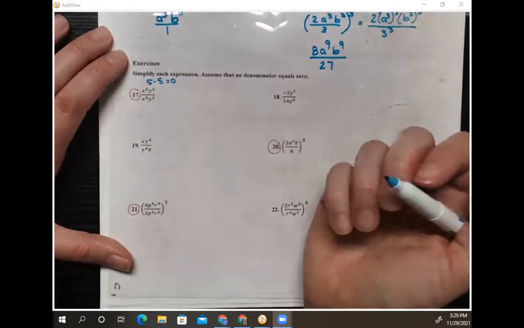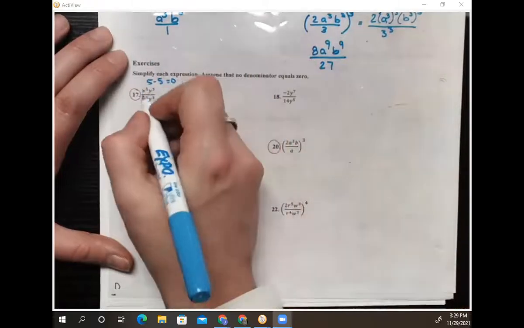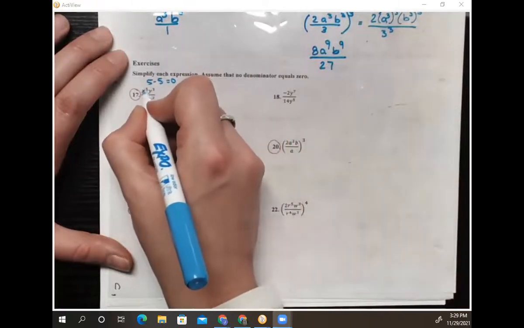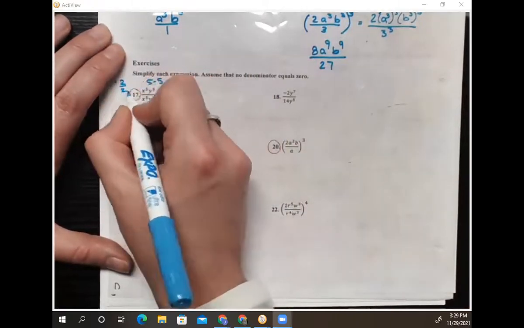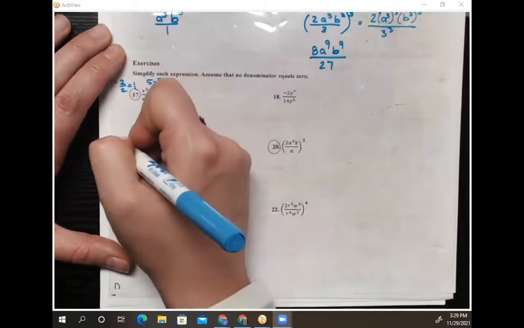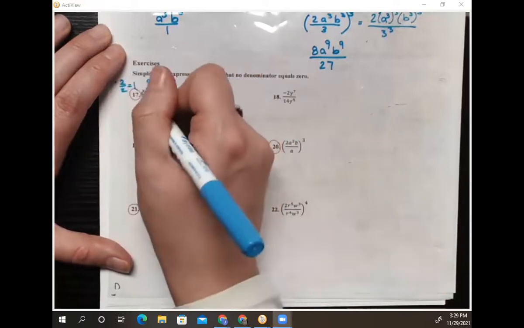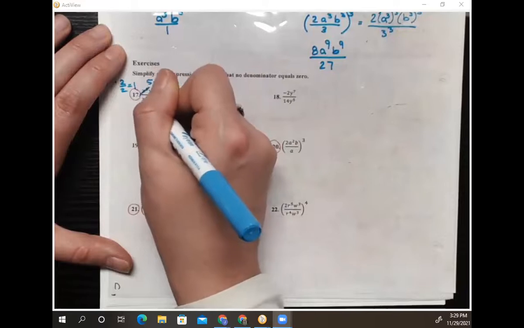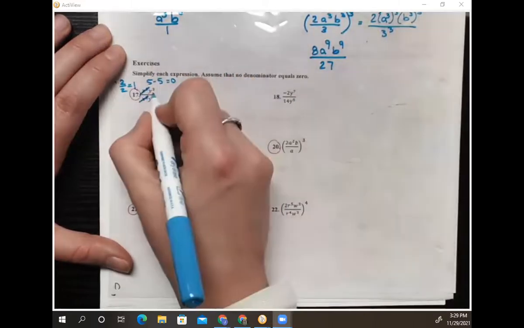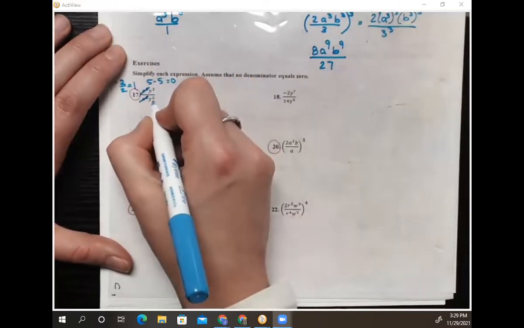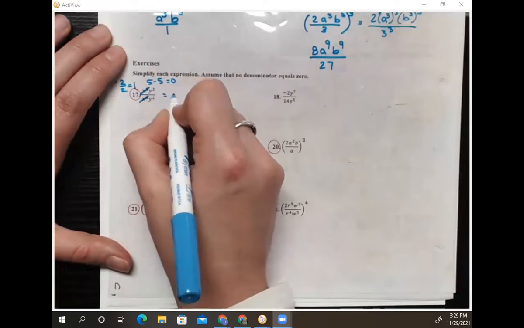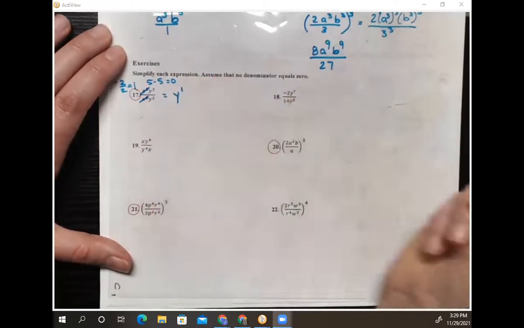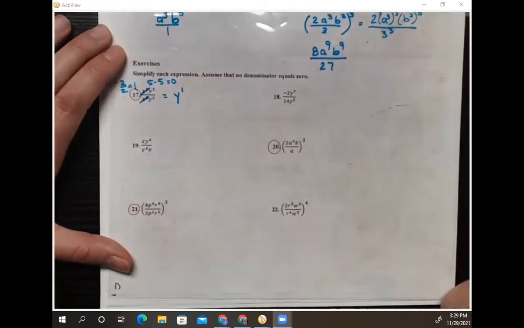If we thought about this as sort of a reducing problem, this would be like 2 over 2, which just reduces to 1. I don't have any 2's left. So x to the 5th over x to the 5th, that's going to reduce completely. And then I've got y cubed over y squared. 3 minus 2 is 1. That leaves me with y to the 1st, or just plain old y.